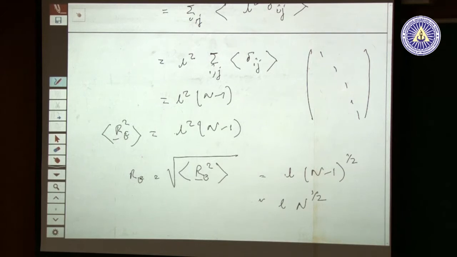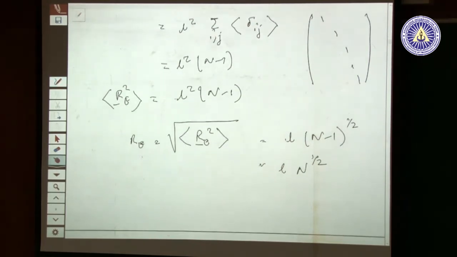No chemist can tell you whether he has 1,000,001 or 1,000,002 monomers, right. So between n and n minus 1, there is really no difference when your n is very, very large. So, this is the famous random walk result that tells you that the size grows with the square root of the number of steps. Okay.